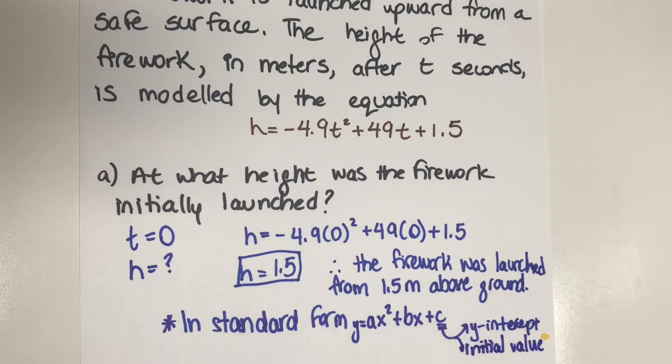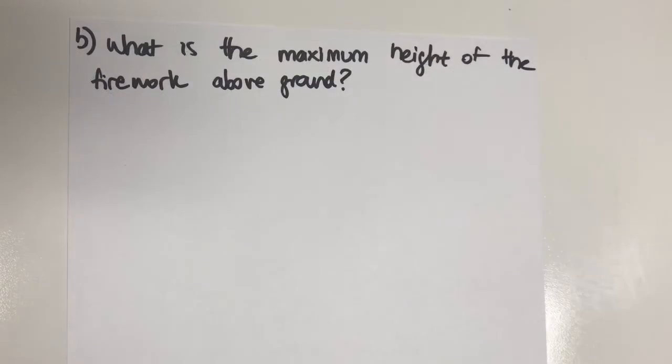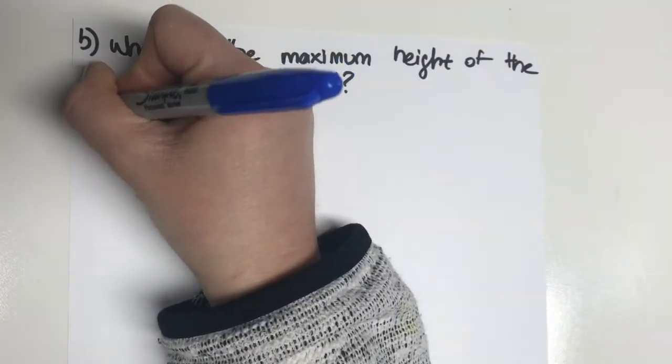The second part of the question. Now, let's take a look at this second part. What is the maximum height of the firework above ground? So we are looking for that very tip of the parabola, and that would be the maximum value when the parabola is opening down. There's actually 3 different strategies to solving this question. So I'm going to show you 2 of the ways today, and the third way we're going to take a look at later.